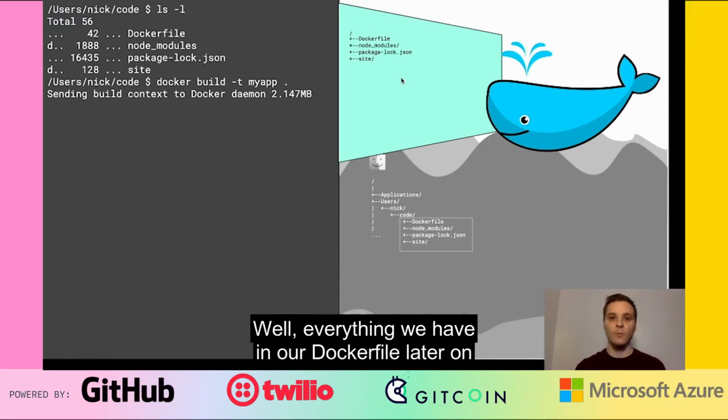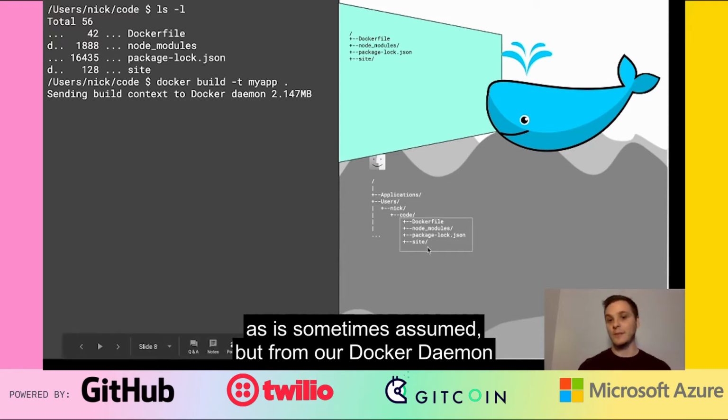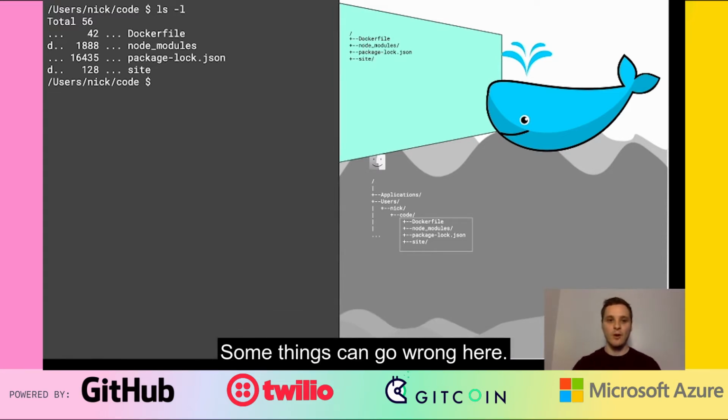Why does this matter? Well, everything we have in our Dockerfile later on is going to be pulling from not our computer, as is sometimes assumed, but from our Docker daemon and this build context we have set for it. Some things can go wrong here.